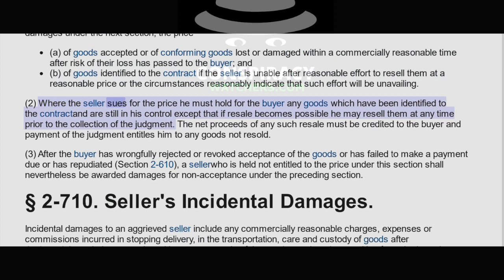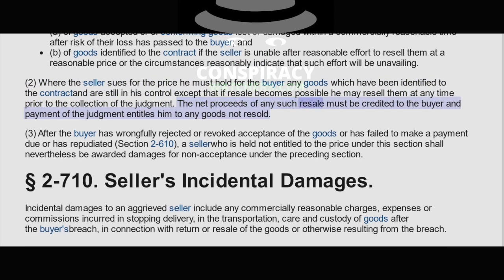Where the seller sues for the price, he must hold for the buyer any goods which have been identified to the contract and are still in his control, except that if resale becomes possible he may resell them at any time prior to the collection of the judgment. The net proceeds of any such resale must be credited to the buyer, and payment of the judgment entitles him to any goods not resold.